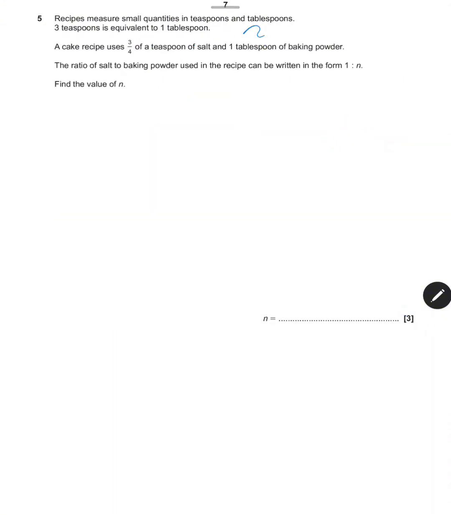Question 5 is a horribly worded question, quite hard to keep track of this. So what we've got is just a conversion. 3 teaspoons is the same as 1 tablespoon. And then we've got a recipe that uses 3/4 of a teaspoon and 1 tablespoon. And it's the 1 tablespoon of baking powder that I'm going to focus on.